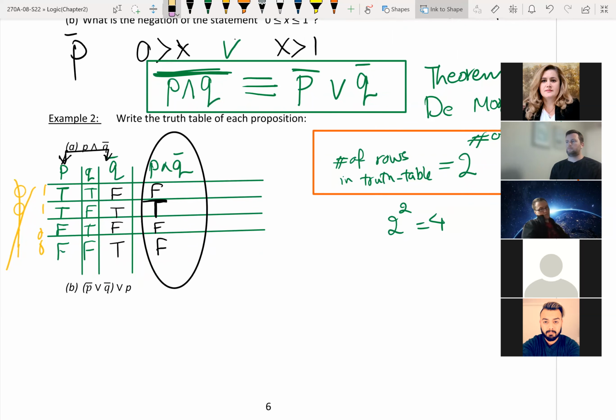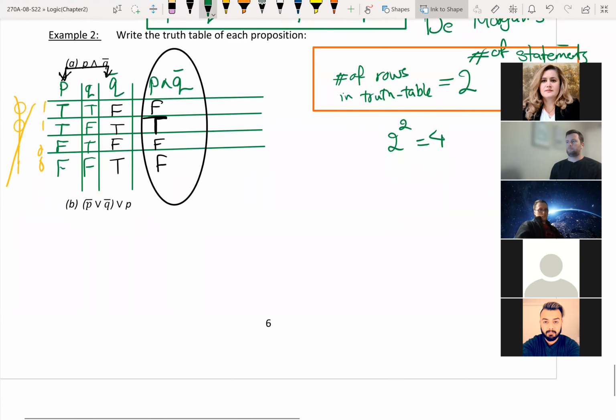Do I have anyone who hasn't seen this kind of table? Never ever? I've seen it before. The true, true, false, false. I've seen it. Okay. Can we try one more?